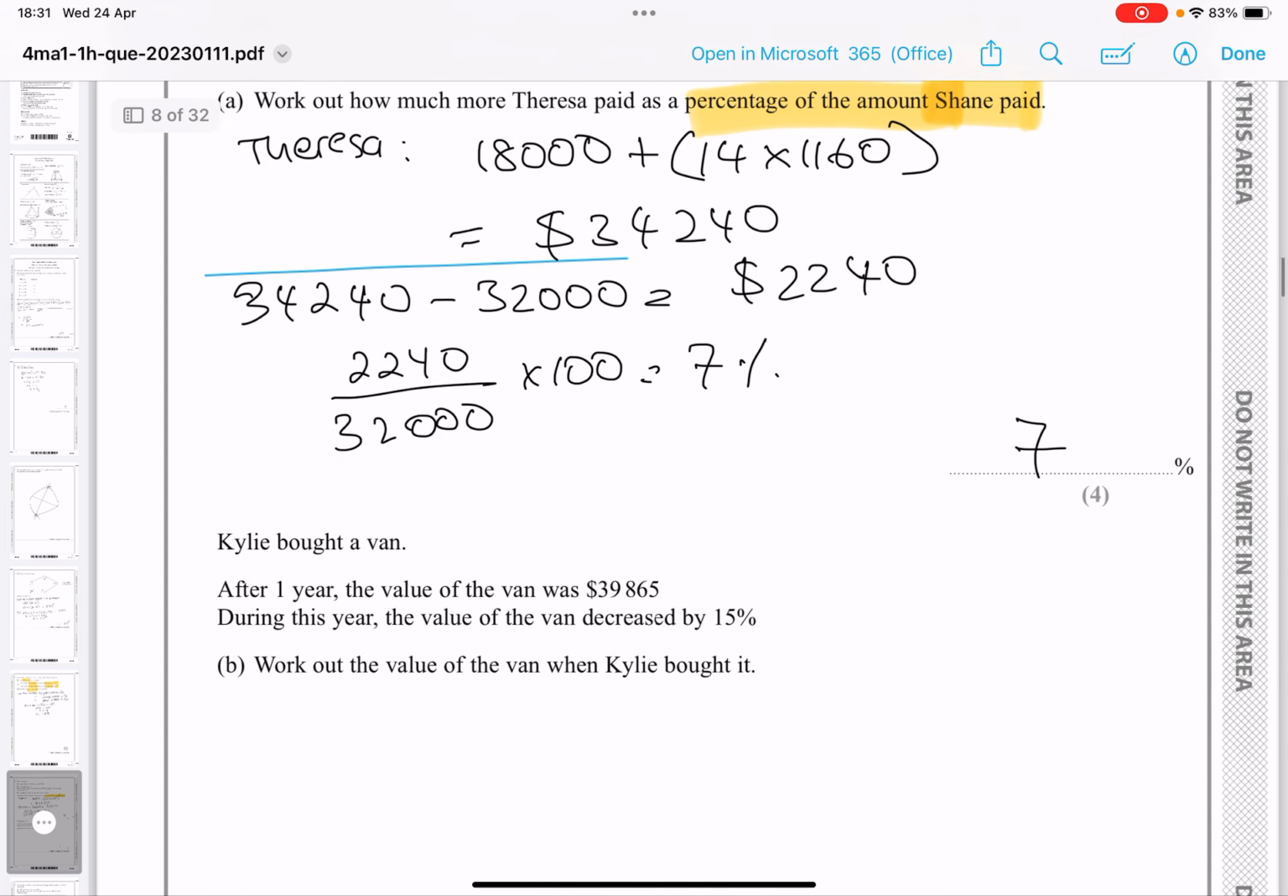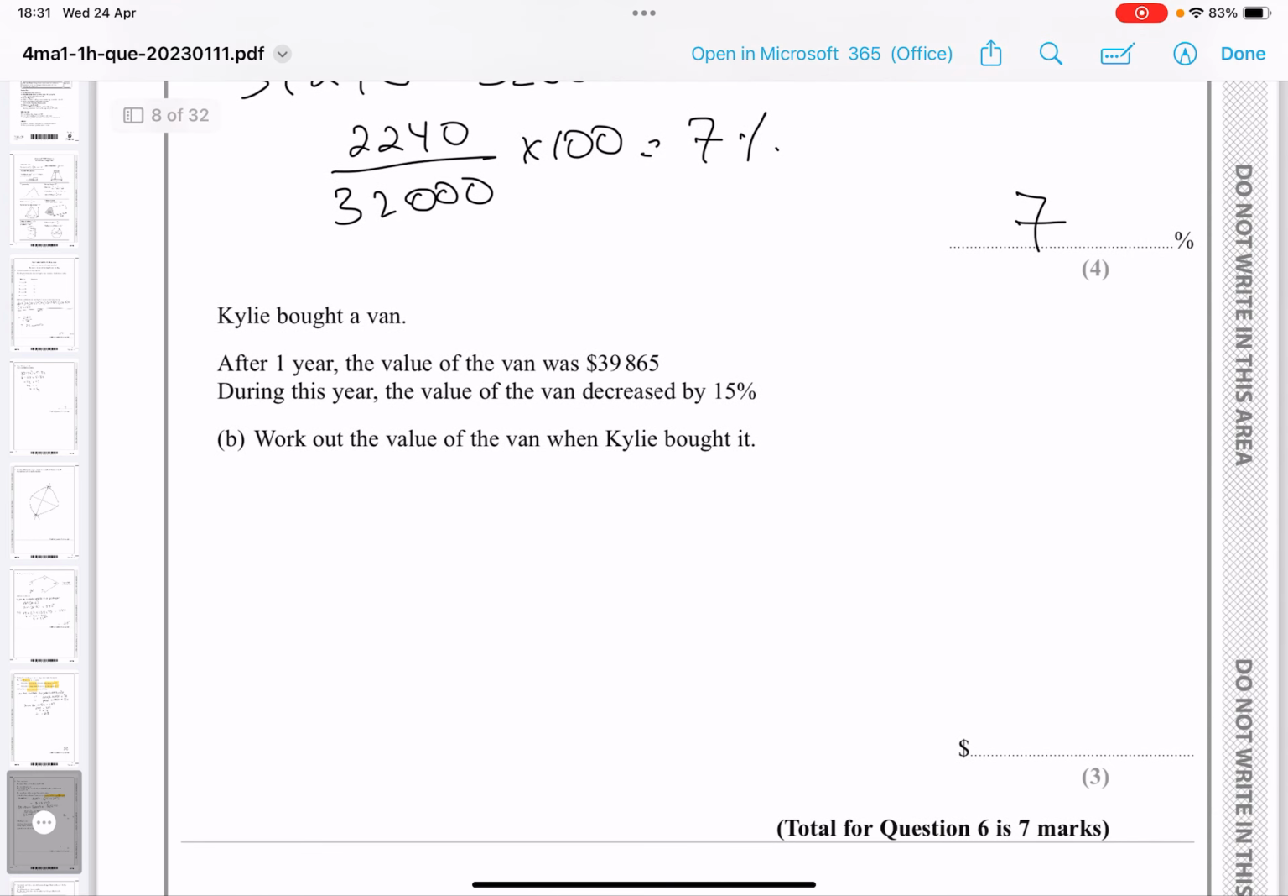Okay, next question. Kylie bought a van. After 1 year, the value of the van was $39,865. During this year, the value of the van decreased by 15%. Work out the value of the van when Kylie bought it.